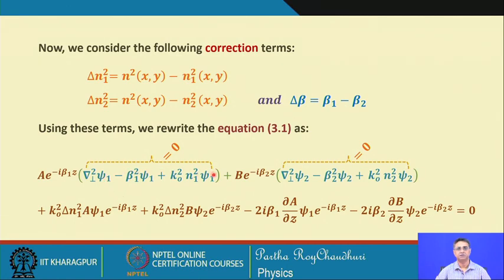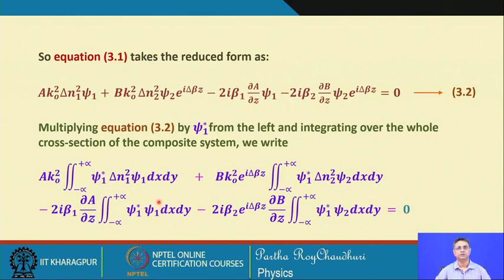So, we can write this equation, and we have seen that this quantity is nothing but the wave equation that is satisfied by the first waveguide. Similarly, this equation is the wave equation satisfied by the second waveguide. So, they will be vanishing, and therefore, we have this equation 3.1, that is the last form of the wave equation for the composite waveguide. We can write this equation, which contains terms belonging to psi 1 and terms belonging to psi 2 in the form of psi 1 and del a del z.